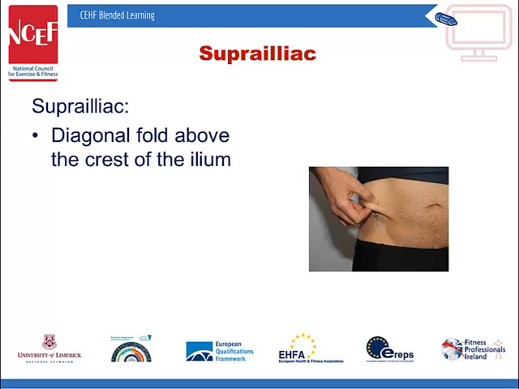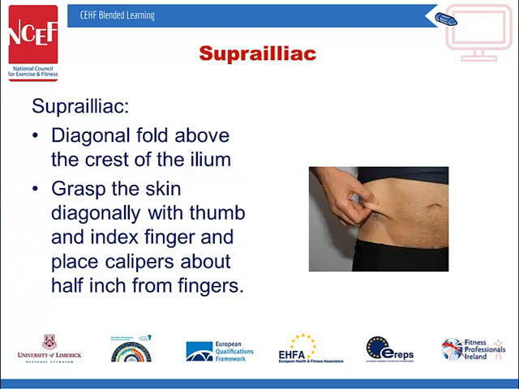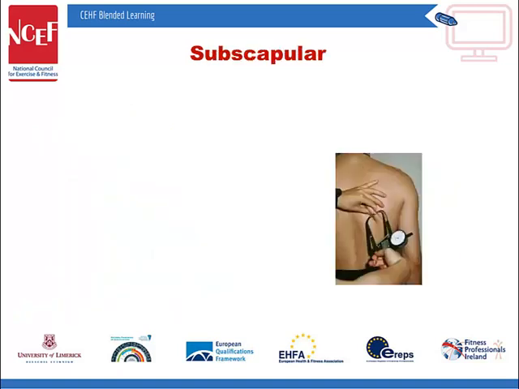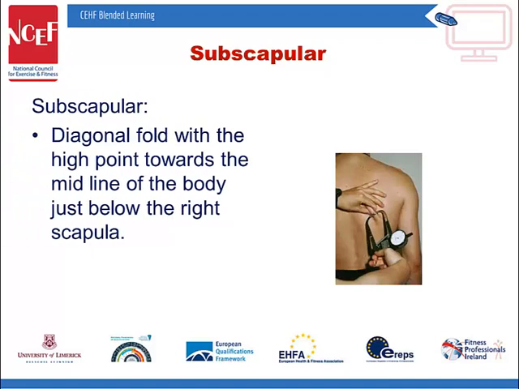The next one is the suprailiac, which is on the hip, as you can see. It's a diagonal fold above the crest of the ilium. Grasp the skin diagonally this time with the thumb and the index finger and place the calipers about ½ an inch from the fingers. So the calipers will be just on the diagonal fold there. Again, read and record.